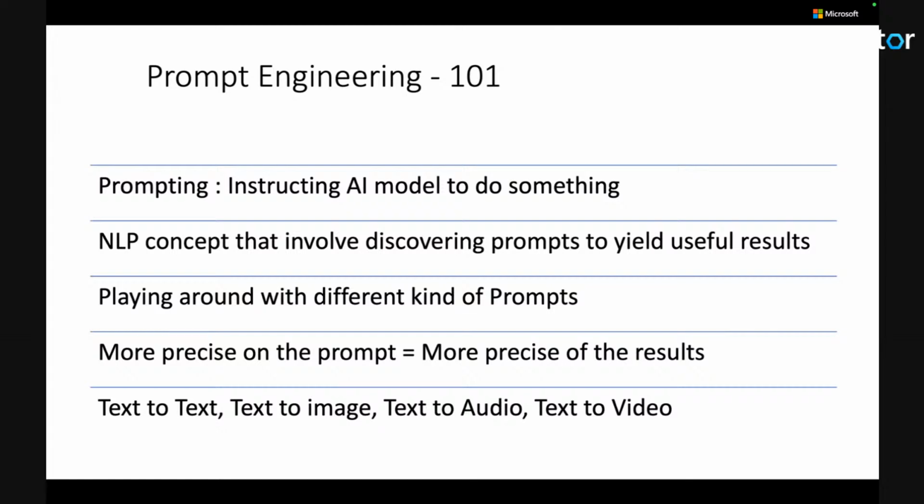So that's where prompt engineering plays a major role, and that can be of different types, like text to text, text to image, text to audio, text to video, or anything. And one notable point is that how precise your prompt is will determine how precise your result is. When you play around with different kinds of prompts, the whole concept of prompt engineering comes in: how to write a prompt, how you want the agent to work, and how you want the generative AI to give the response. You decide everything based on the prompt that you provide.